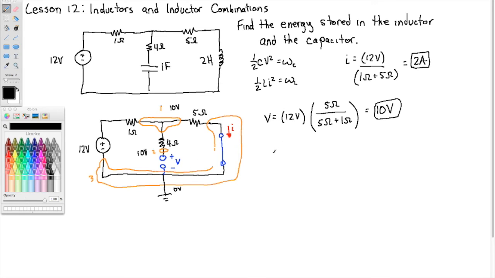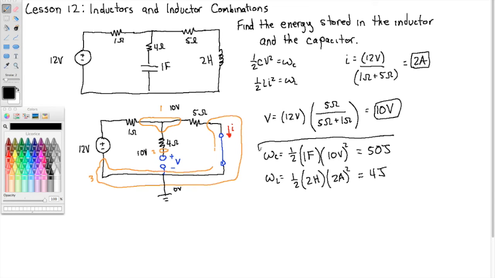Now finding the energy is trivial, right? So the energy in the capacitor is 1/2 times C, which is 1 farad, times the voltage across it, which is 10 volts squared. So that's 50 joules. And the inductor is 1/2 L, which is 2 henries, times the current through it squared, so 2 amps squared. So that is 4 joules. And we've got it.